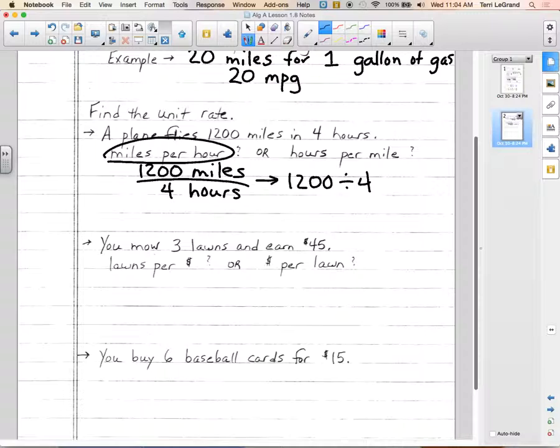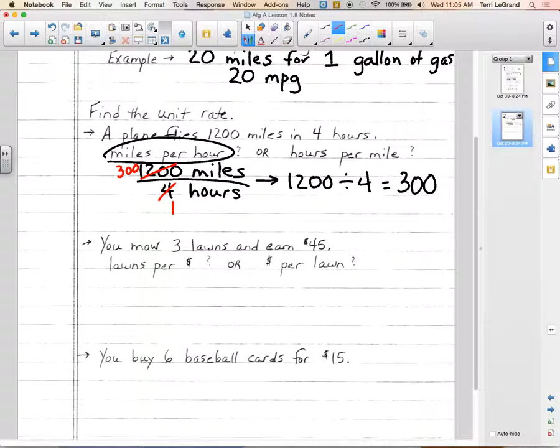So what is 1,200 divided by 4? Ella? 300. 300. And this is 300. Now we put a label on it. Once we divide by that bottom number, that changes that to 1. Okay? So in other words, another way to look at it is this. 4 goes into itself once. It goes into 1,200 300 times. 300 per 1. So 300 miles per 1 hour.